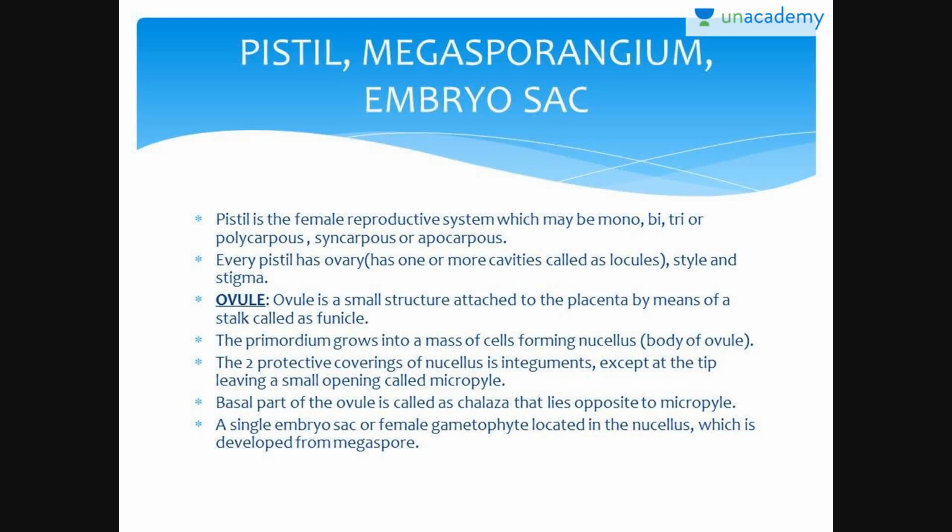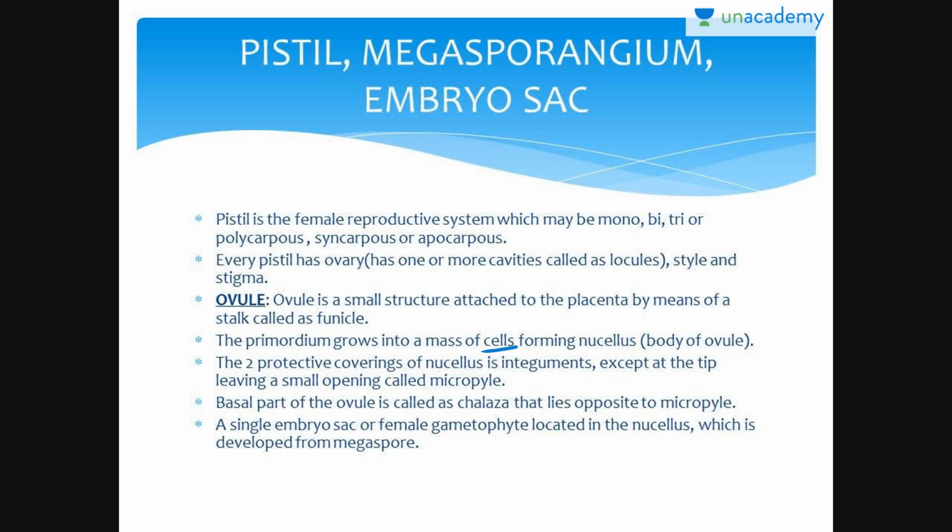Pistil, megasporangium and embryo sac. Pistil is the female reproductive organ, which may be mono, bi, tri or polycarpous, syncarpous, apocarpous. Every pistil has an ovary which has 1 or more cavities called locules, a style and a stigma. Ovule is a small structure attached to the placenta by means of a stalk called funicle.